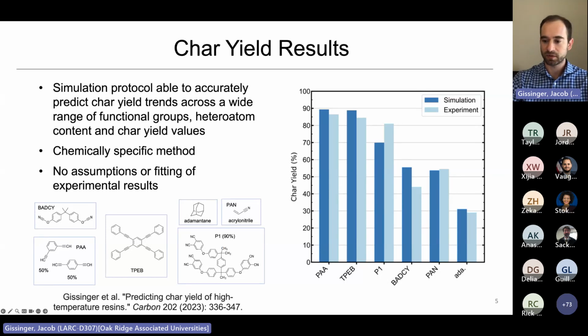On the right, you can see the results, which show a very nice correlation between the experimentally expected values and our predicted values from simulation. This is a promising sign that this method is able to predict the important value of char yield without having to interpolate data from the literature.